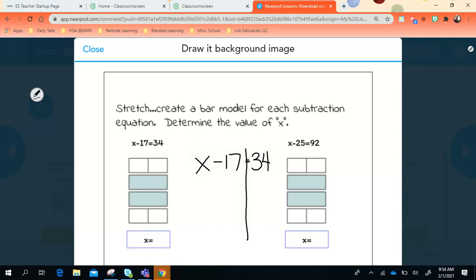Okay, so think about it. Remember we said we're going to do inverse. So what's the opposite of subtraction? Okay, we will find out.